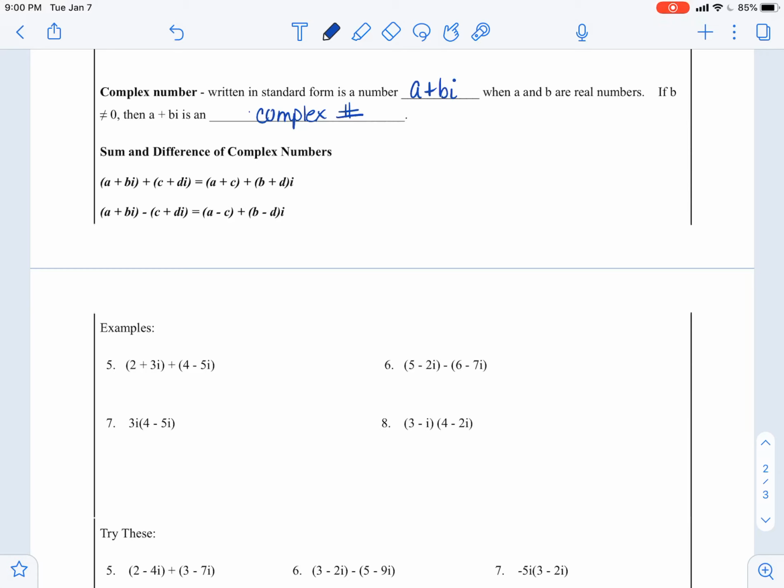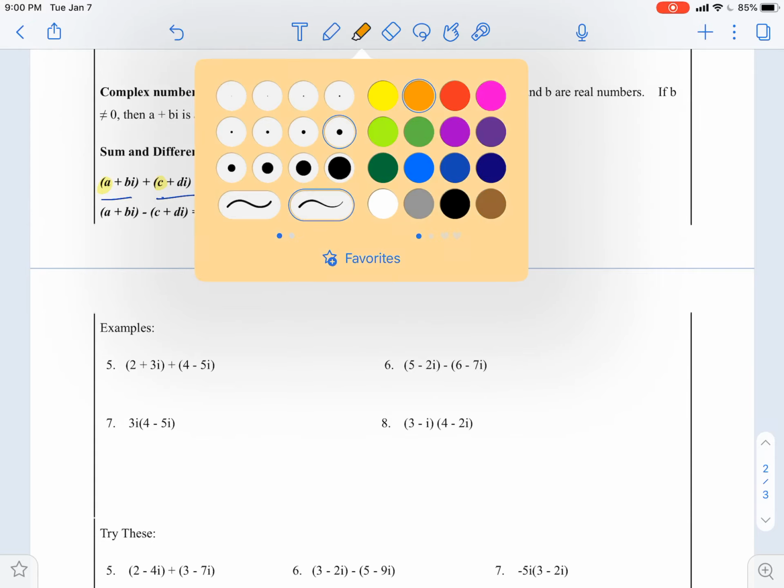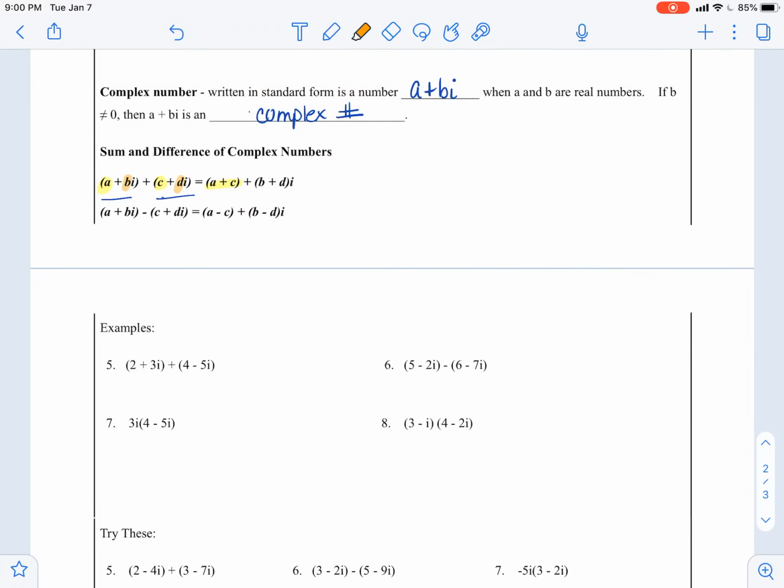When you add and subtract, guys, there is nothing different between adding and subtracting with i's as there is with x's or y's or whatever. You're going to combine like terms. So this says if you have a plus bi plus c plus di, then you're going to take the a and the c and add them together. You're then going to take the b and the d and add them together. And again, the i is attached to that. So just add the coefficients.